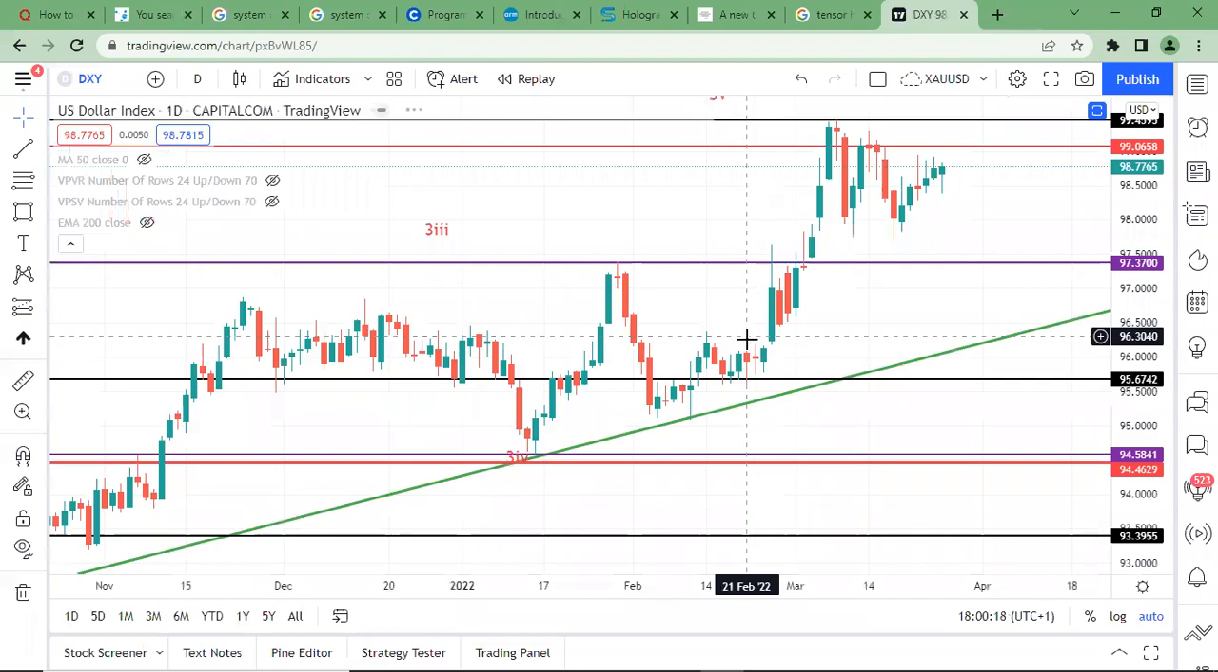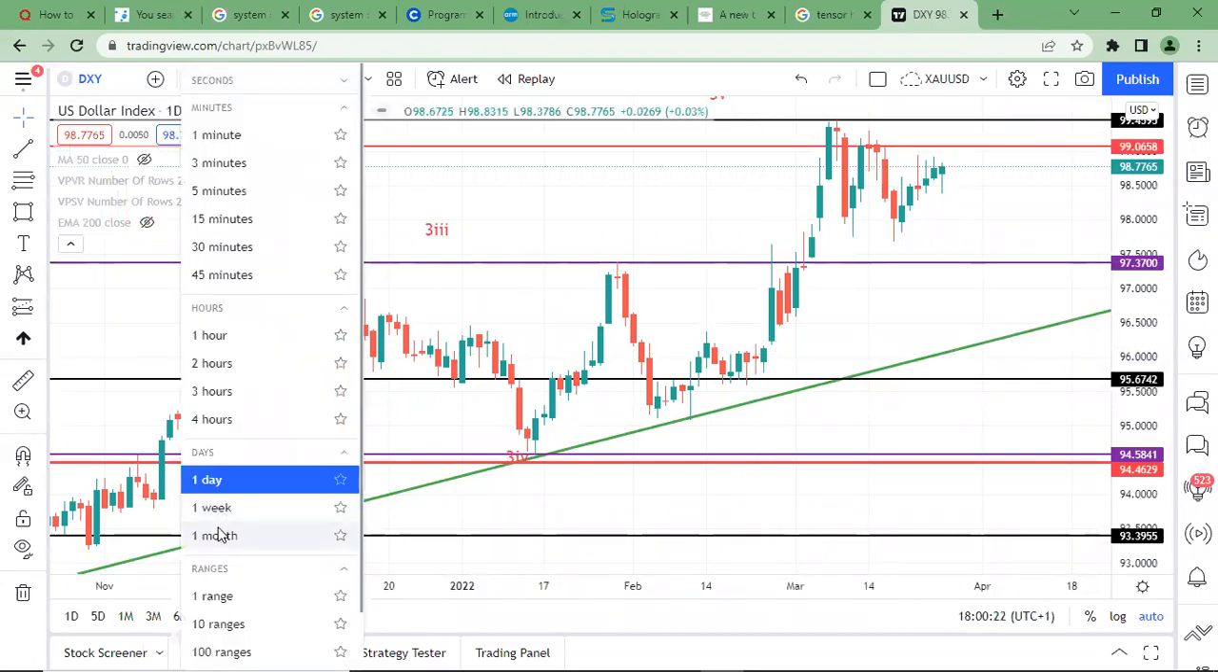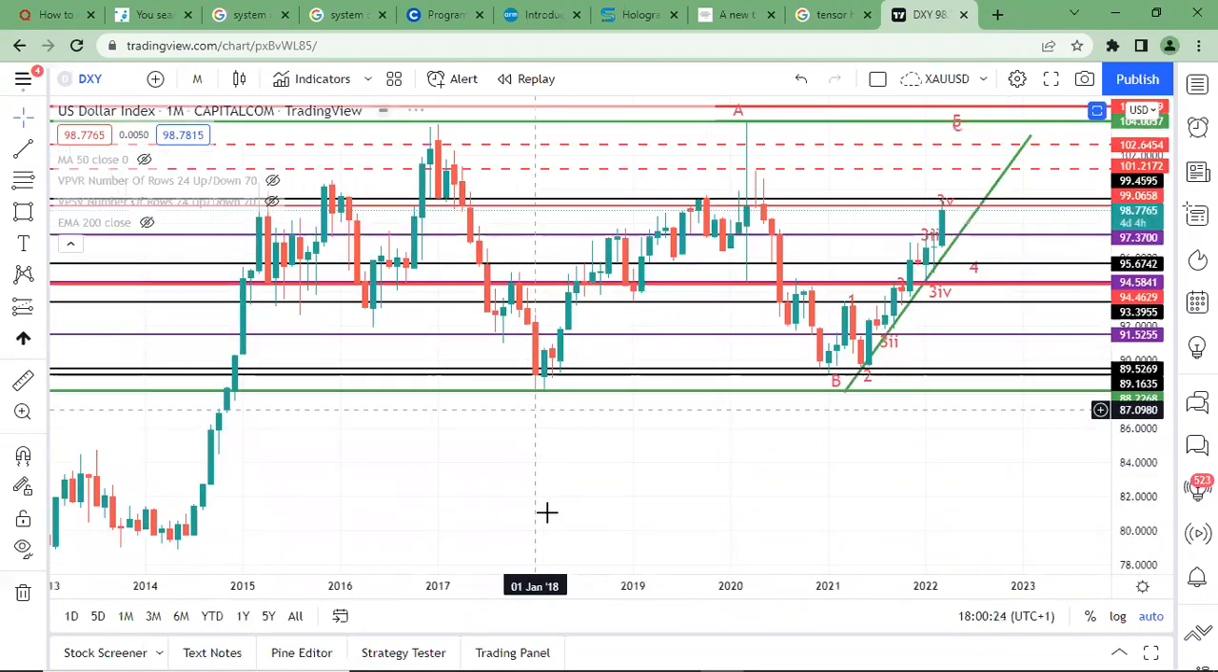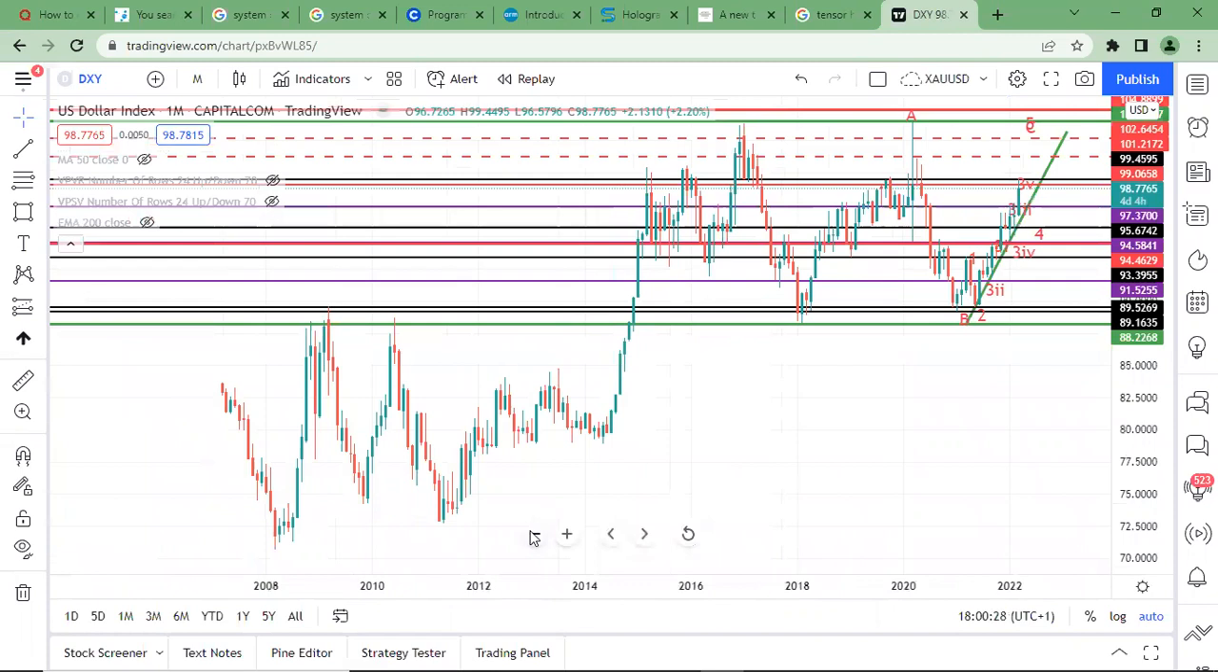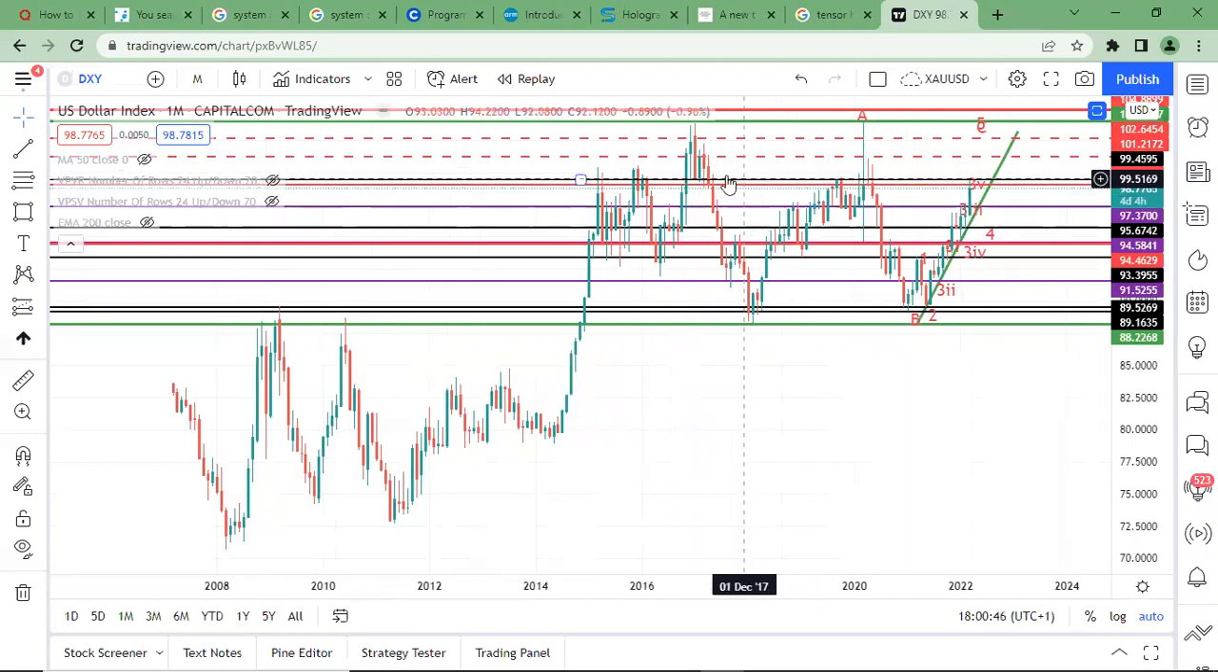Our analysis on the DXY that I did, let's look at it again before we close for today. Now, the analysis on the DXY is this once again. After this correction, this is A, the first move. This is A, B, and C. We have 1, 2, 3, 4, and 5. We had this move, and it's a 5-wave move to the downside.